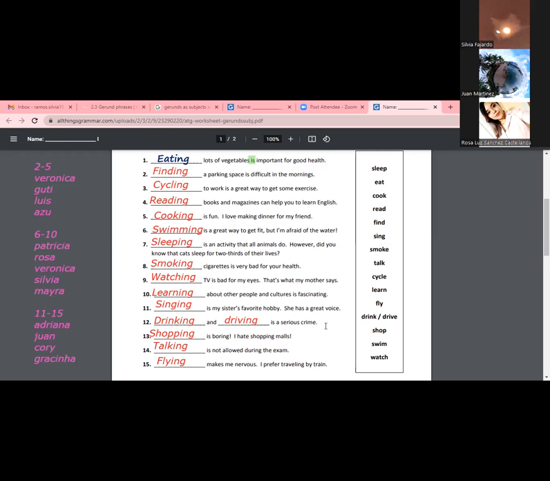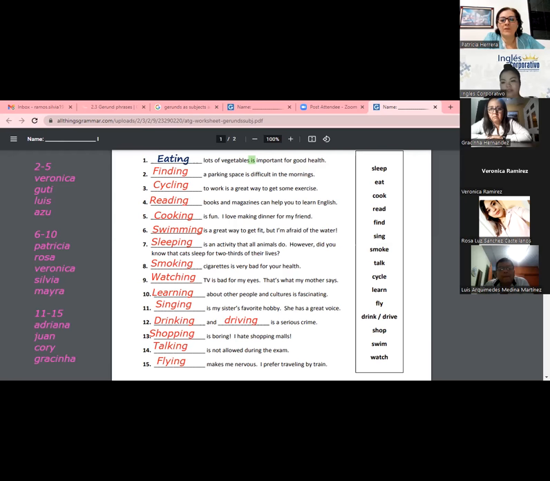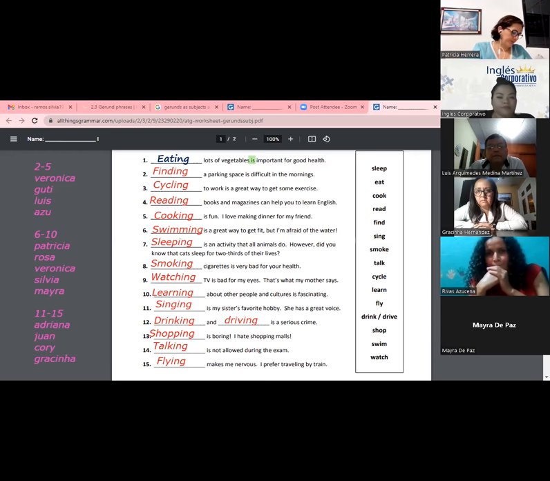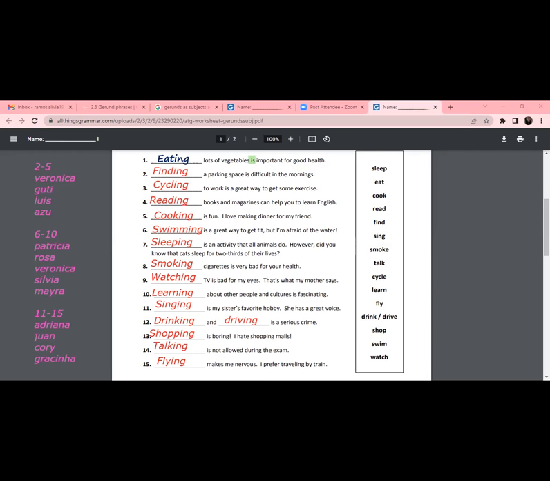Now we have our examples for gerunds as subjects, right? Any questions right now? No? Did you take a screenshot to have the vocabulary? Always copy the vocabulary, okay? It's important that we do that.